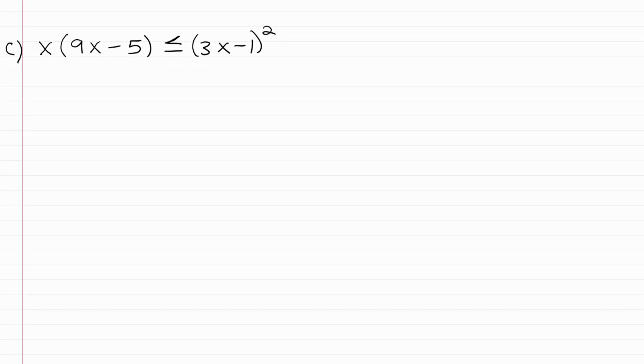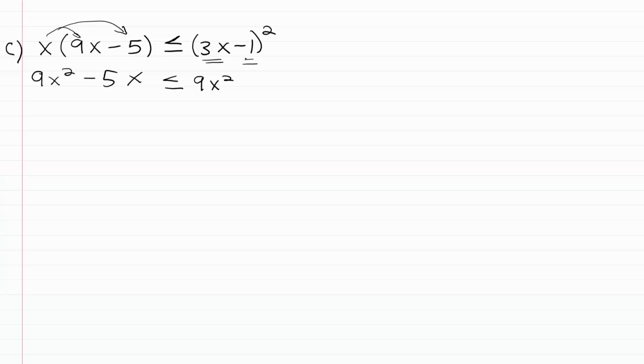For example C, it looks like we have a lot of distribution to do to start the problem out. So I'm going to go ahead and distribute by putting x into the equation here on the left. So x times 9x is going to give you 9x squared, and then x times negative 5 is going to give you negative 5x. Then you'll have less than or equal to. I'll square this binomial. So we'll square the first piece. That'll give you 9x squared.